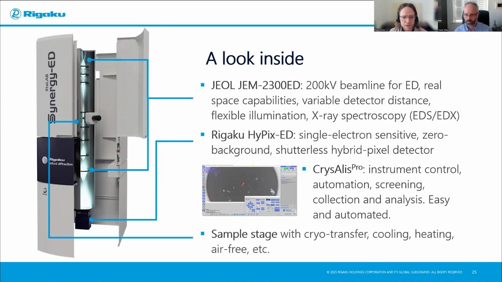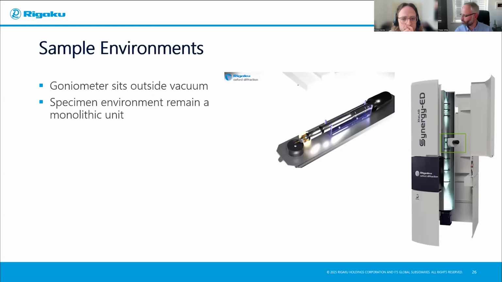And we have a sample stage that provides a lot of different options for how to put your sample into the diffractometer and gives you different options for sample environments. So how does that work? So the goniometer is actually outside vacuum.